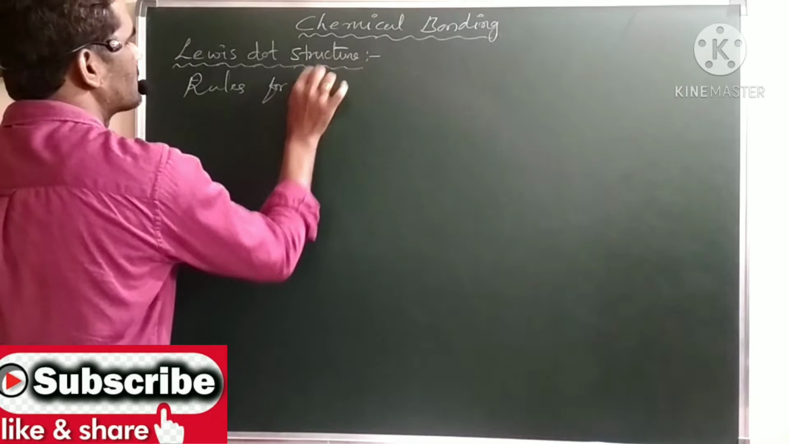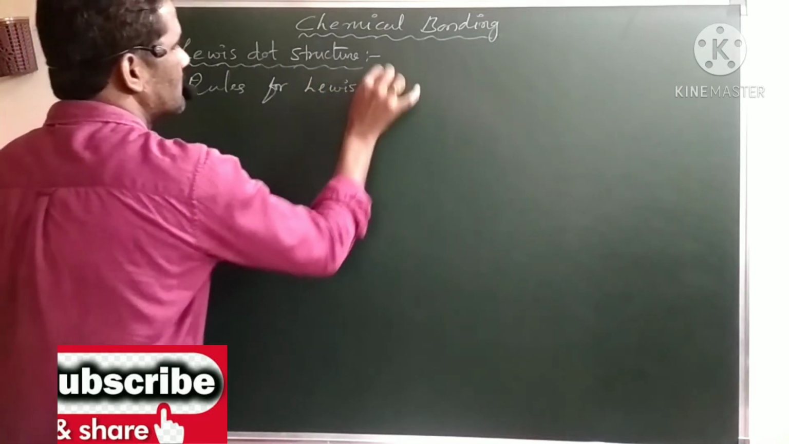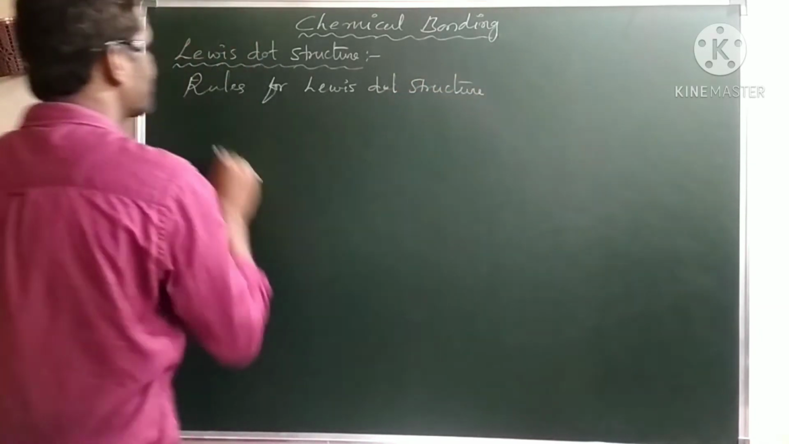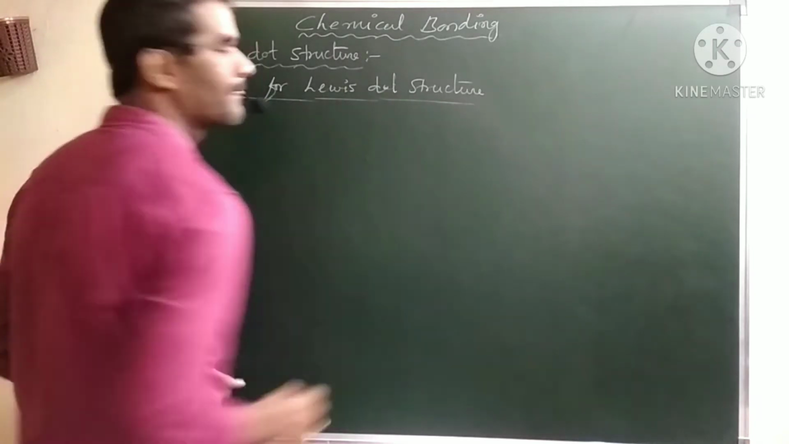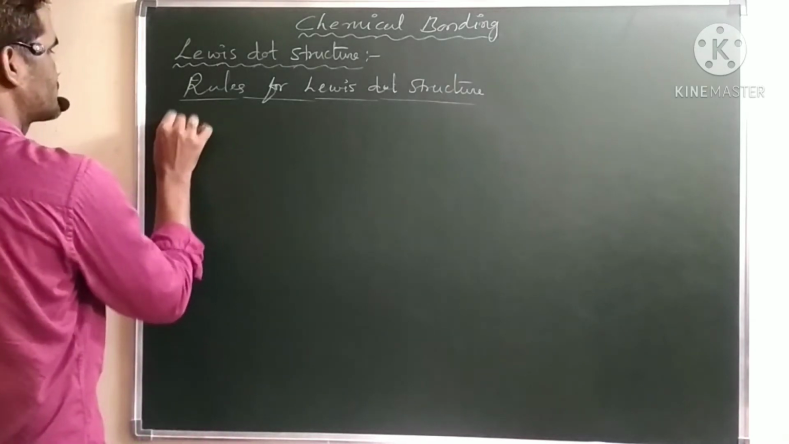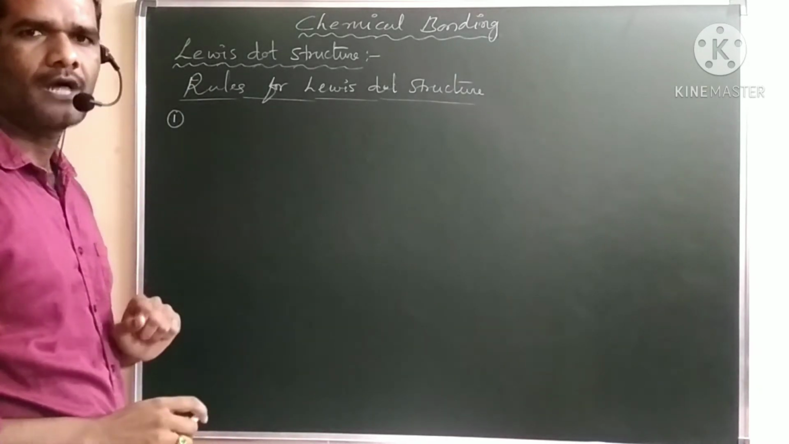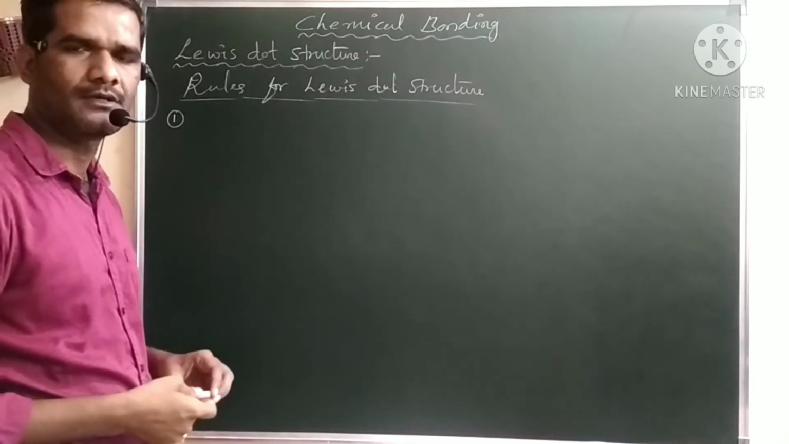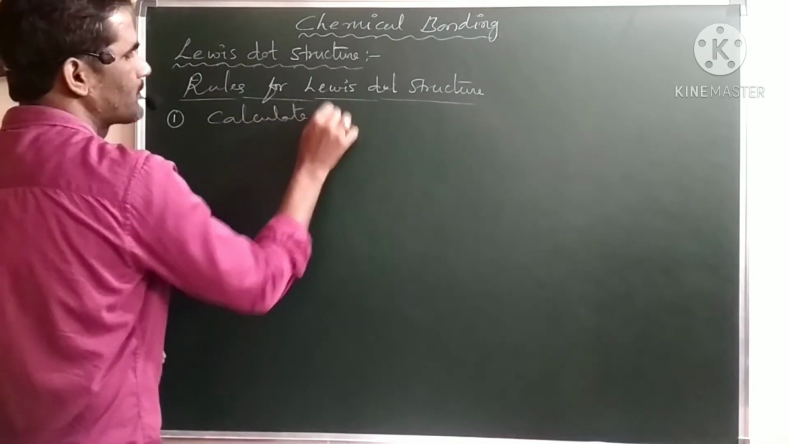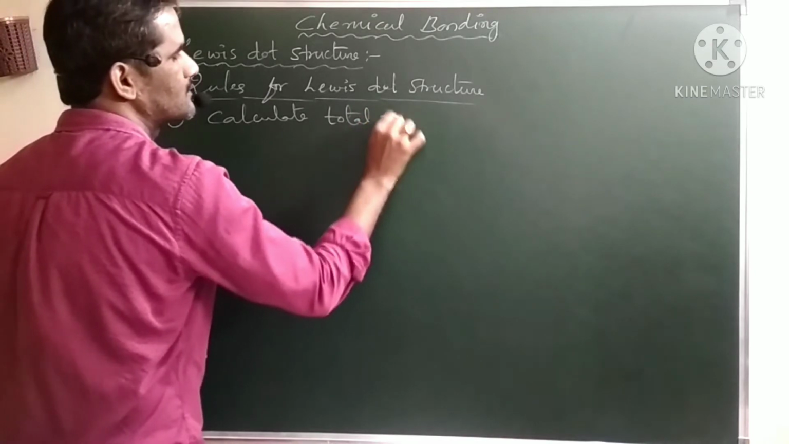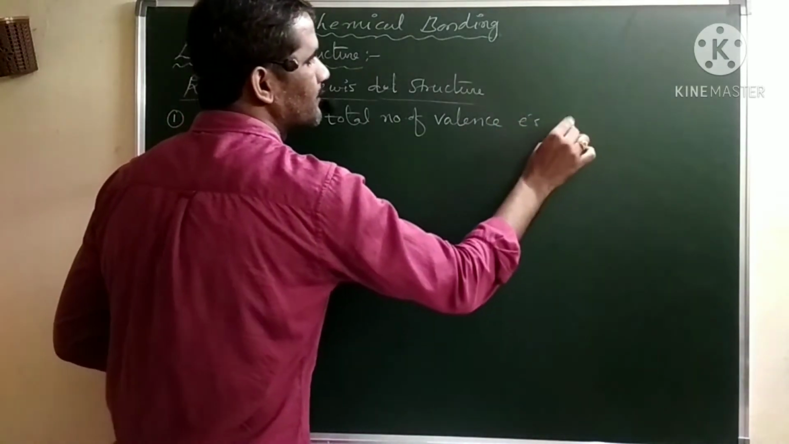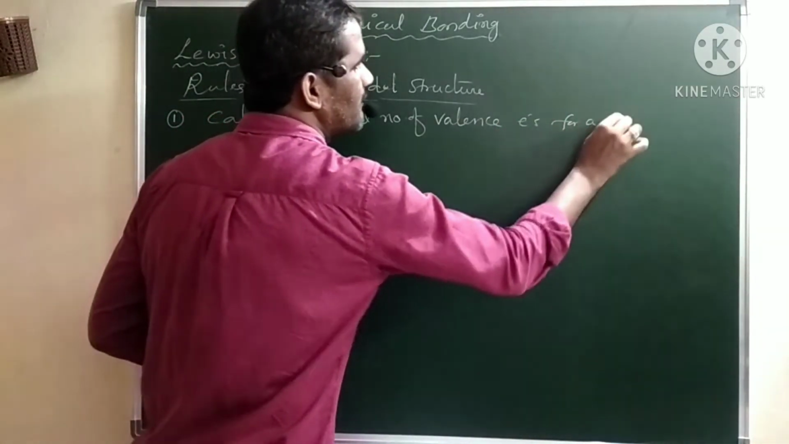Rules for Lewis dot structure. Based on these rules we can easily draw the Lewis dot structures for a given molecule. The first rule is we have to calculate the total number of valence electrons for a given molecule.